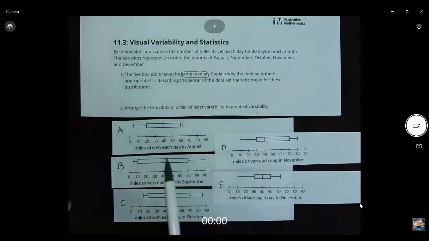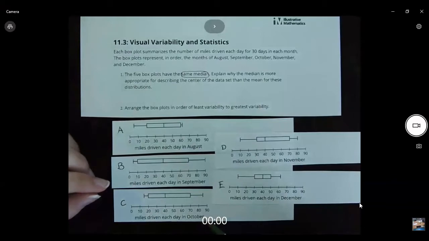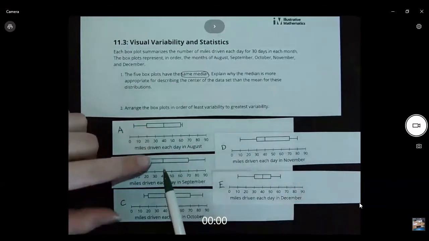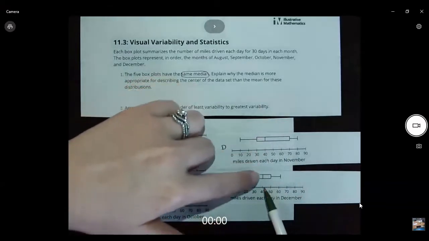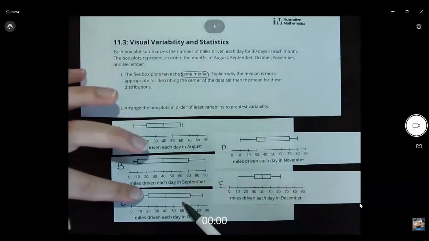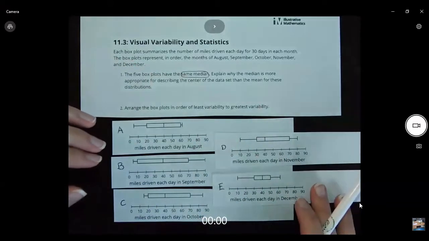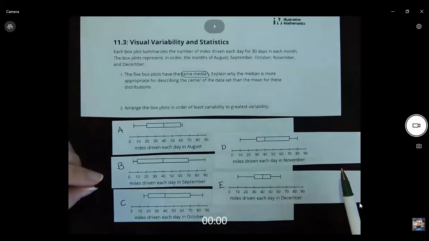So if we look at the box plots that we have here, you'll notice that the median is the same, so it's actually 40 for all of them, so the middle number is the same, but they all look a little bit different. We want to know, why is the median better for describing the data than the mean? Well, if you notice, these are all skewed a little bit. They're not all symmetric, so that's why it would be the best measure of center.